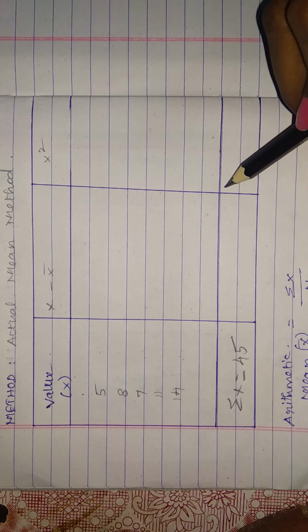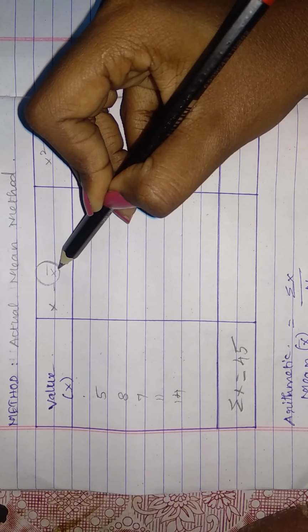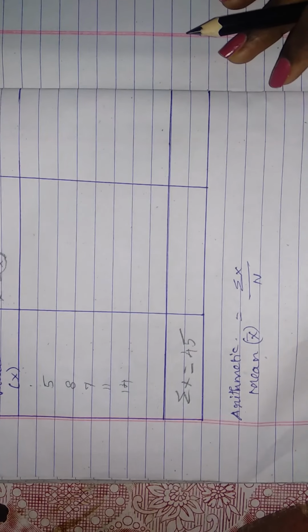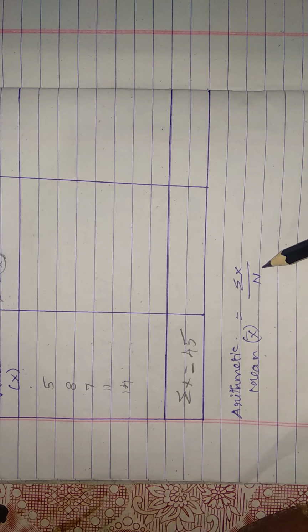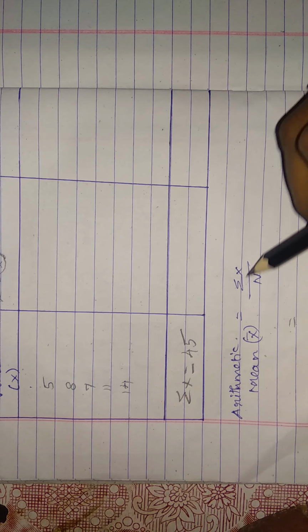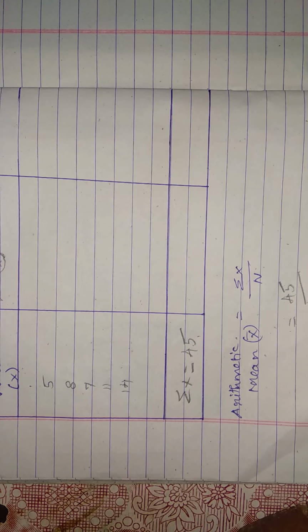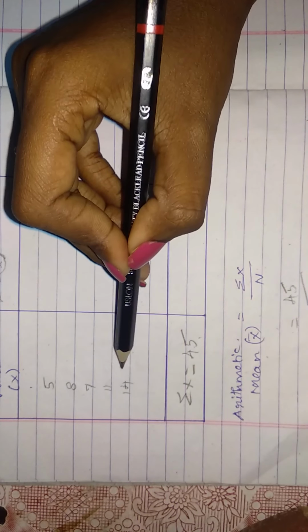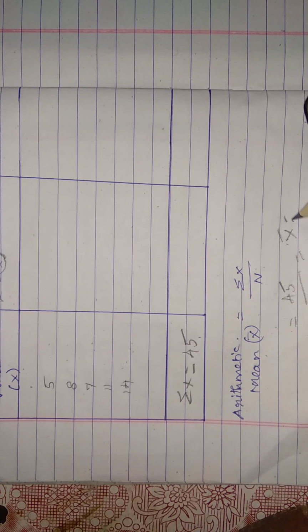Now we move to the second column. To find the answer there, we should know the value of x bar. For this, we find the arithmetic mean. The arithmetic mean formula is x bar equals summation x divided by n. The value we got for summation x is 45. n is the number of observations: 1, 2, 3, 4, 5. So the arithmetic mean x bar is equal to 9.